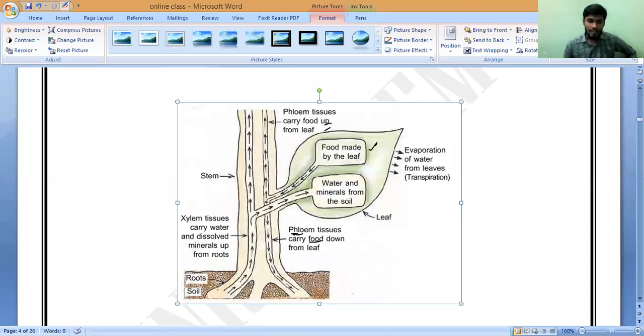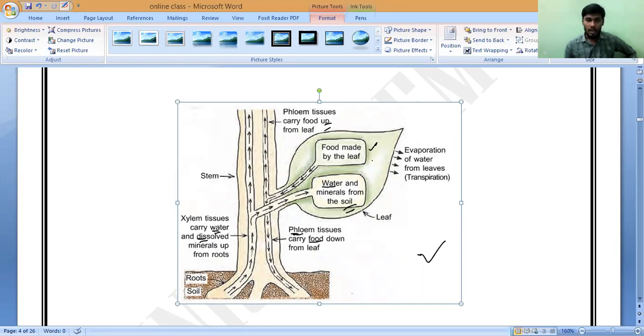But if you take xylem, what? Always it will carry dissolved minerals, and as well as water. Only one direction. What is the direction? Upward direction. As we know, water and minerals come from the soil, so everything will be in the upward direction. So this is the diagram which represents both transportations in plants.